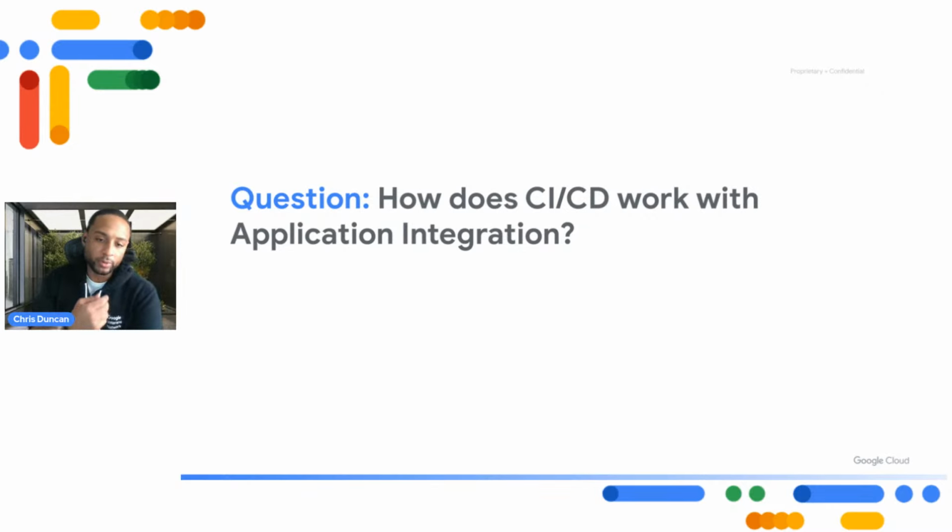So there was a question in regards to CI/CD and how it works with application integration. So like most applications, your software development lifecycle can be mapped to this particular solution in GCP. So when you're building out your integration project, you can build out different application integration projects based on your software development lifecycle that works in line for the organization you work for.